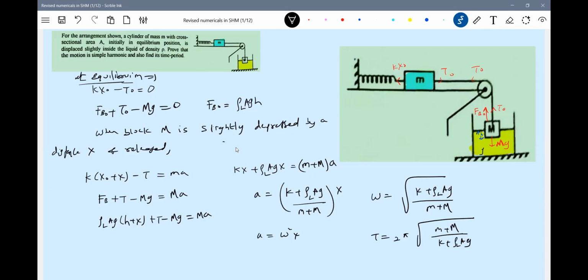Now look at the buoyant force. Is it a conservative force? Yes, it is. Spring force is also a conservative force. What about the work done by tension? Net work done by tension is 0 here. That's why we can also solve by conservation of mechanical energy here.